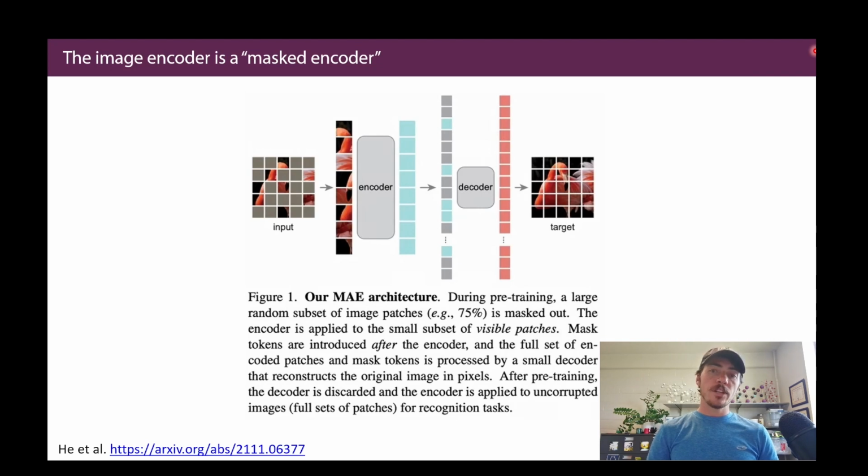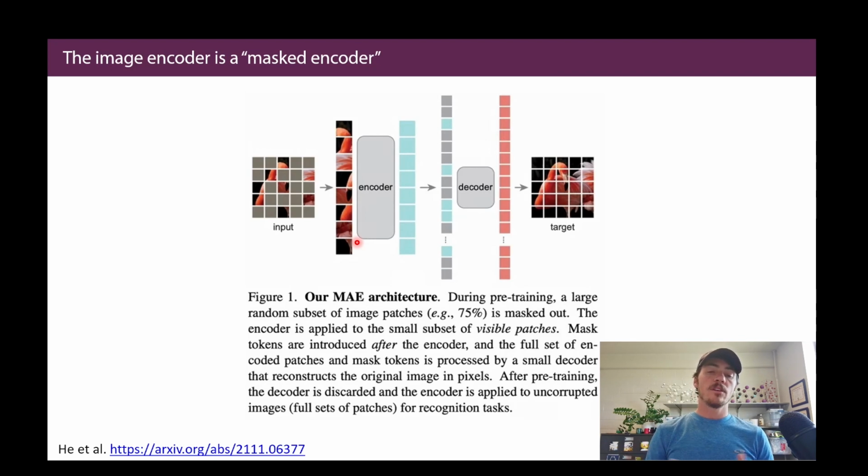So it says during pre-training, a large random subset of image patches is masked out. So these don't have to be pixels. These could be chunks of your image. But the idea is that you're going to hide basically 75% of your image. So you see that this is not a full picture of a flamingo. It's bits of a flamingo, right? And then it says the encoder is applied to this small subset of visible patches. So the parts that are visible, those get passed through the encoder, right? And then it says mask tokens are introduced after the encoder. And then the full set of encoded patches and mask tokens is processed by a small decoder that reconstructs the image in pixels.